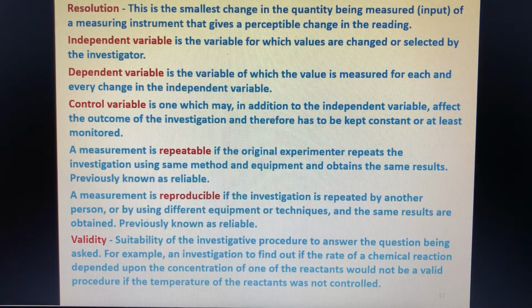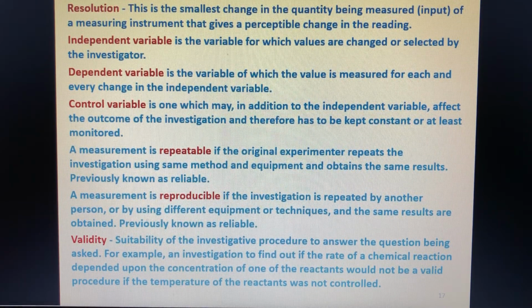Once we've got all of the things right in our experiment, so we've reproduced it, which is other people reproducing our experiment, or we've repeated it if we do it ourselves, both are part of being reliable. Once we've got all of these aspects of the experiment right that allow us to appropriately investigate, we say we've got a valid method. So if you're asked to plan a valid method, you've got to have in there precision, accuracy, reliability.